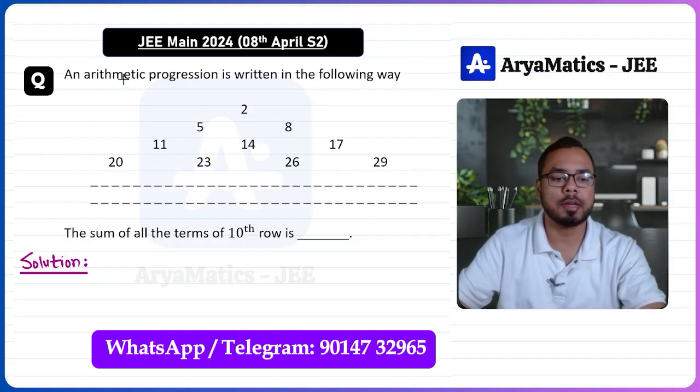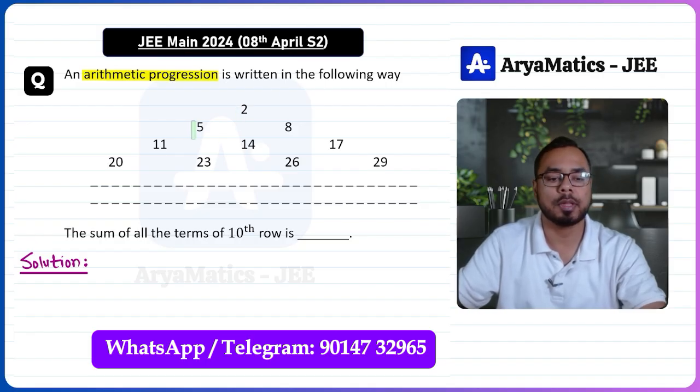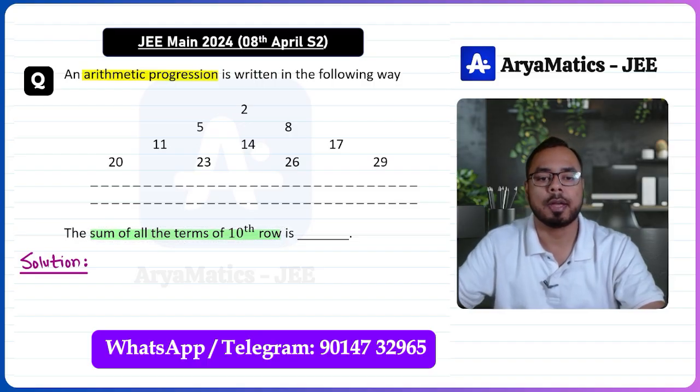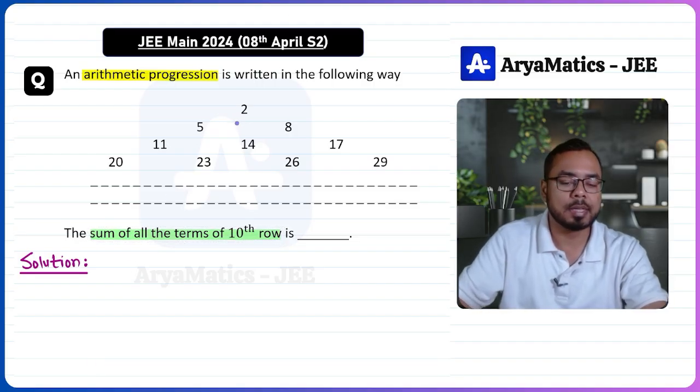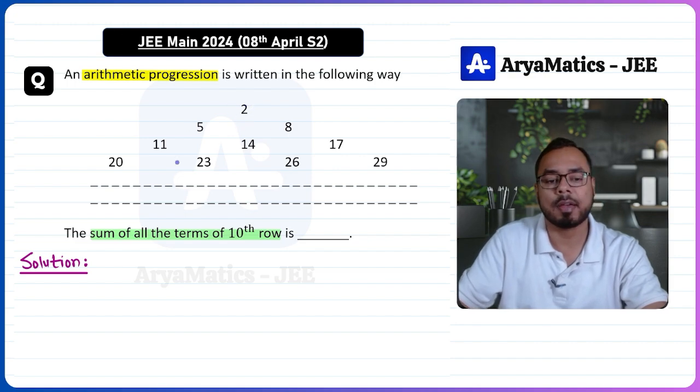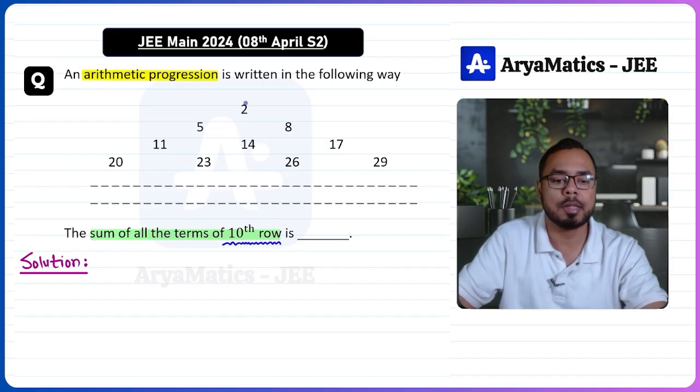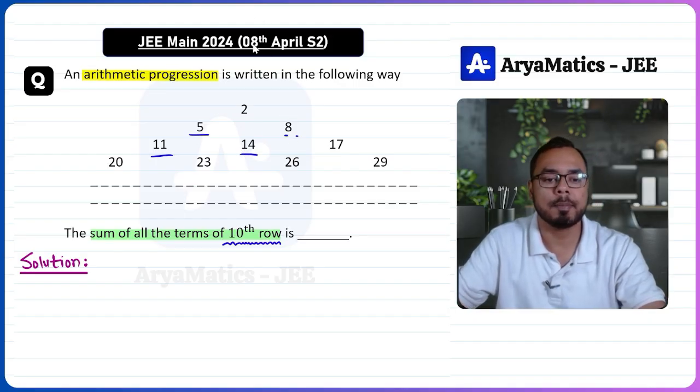An arithmetic progression is written in this manner. In the first row you have only one element, 2. Then in the second row you have 5 and 8, in the third row you have 3 elements, and so on. The question is, what is the sum of all the elements in the 10th row? Now, as you can see, in the first row we have one element, in the second we have two, the third one 3. So in the 10th row we'll have 10 elements. All of those 10 numbers will be in AP, and for that AP the common difference will be 3, because you can see that we have different terms of an AP with common difference 3.